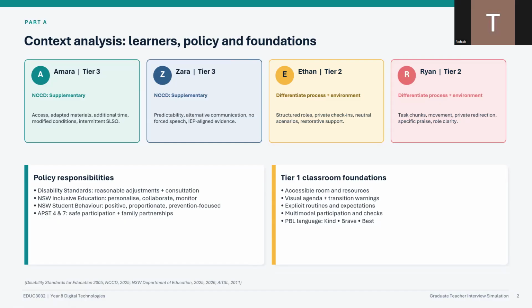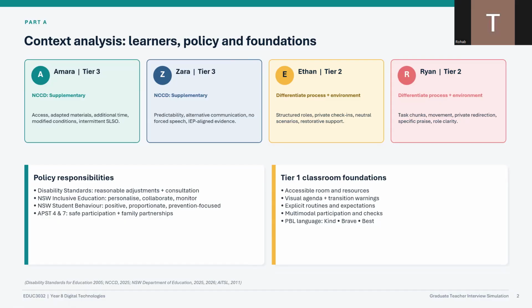Ethan is tier 2. Differentiation is mainly required in process and environment, with structured tasks. Private check-ins, of course, and neutral scenarios would be helpful. He also needs short task chunks, movement, role clarity, private redirection, and specific praise because public correction is an escalation trigger for him. The disability standards for education require reasonable adjustments and consultation, so Amara and Zara participate on the same basis as peers.